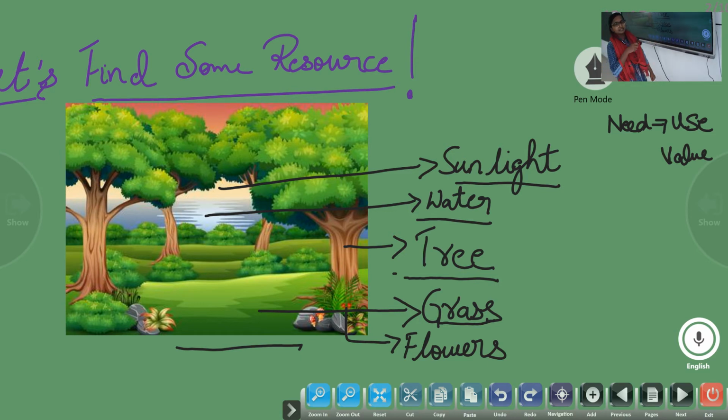Now you have a tiny little homework before I move into the next topic. In your textbook, there is a blue colored dotted box on top, below the heading Our Resources. It says, look around and observe your surroundings. List out the names of at least 10 things that you can find in your immediate environment. Are they of any use to you? If yes, write against their name the purpose they serve.